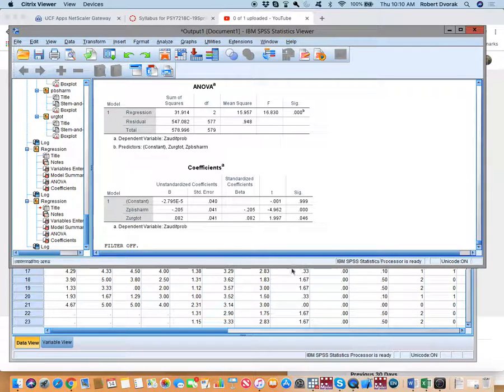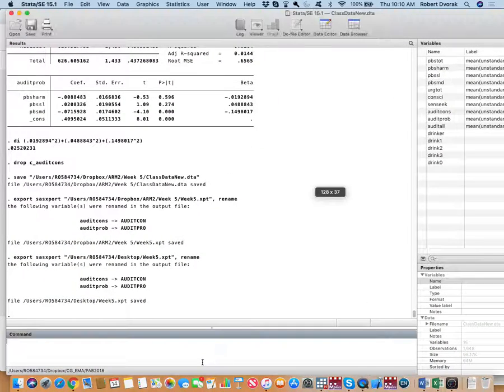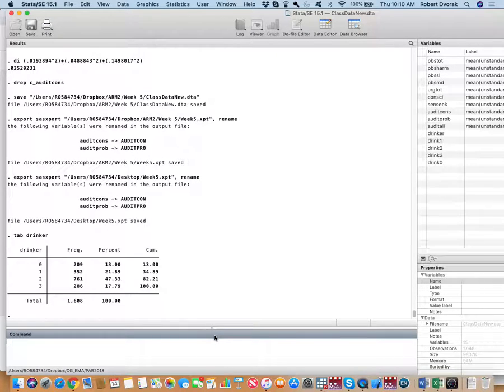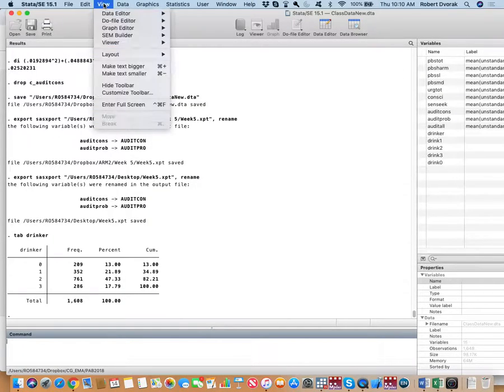And just real quick, actually, you know what? I'm going to flip over to Stata because I like Stata more. I can just do it faster. If we look at drinker right here, but let me zoom in a little bit.